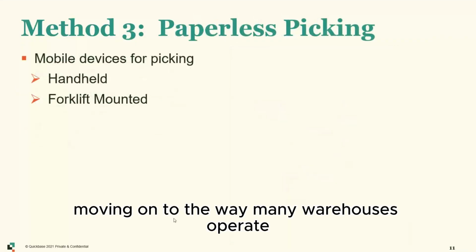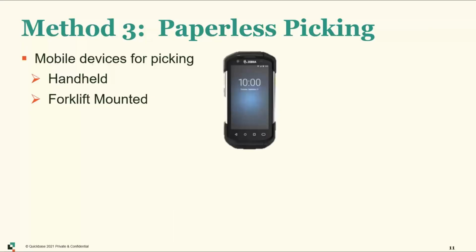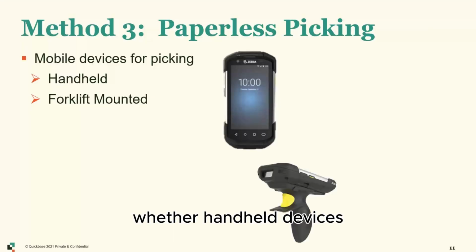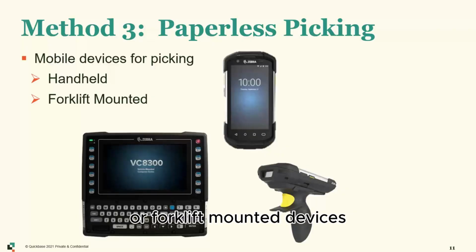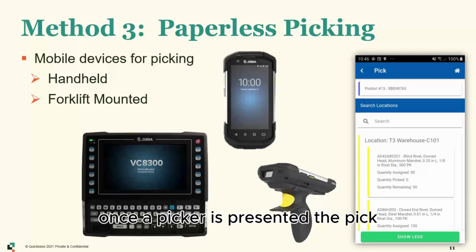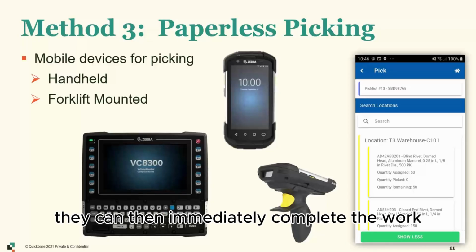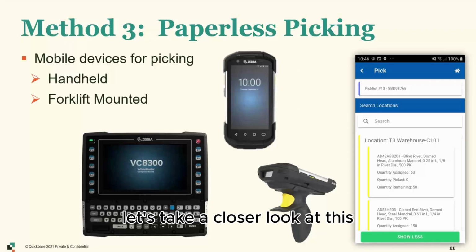Moving on to the way many warehouses operate with paperless picking. Whether handheld devices with barcode scanners built right into them, or forklift mounted devices with an attached barcode scanner, paperless picking is usually the optimum process. Once a picker is presented the pick, they can then immediately complete the work, not worrying about any paper or labels. Let's take a closer look at this.